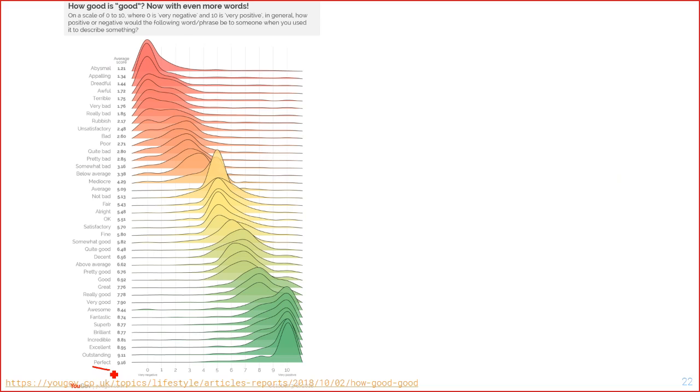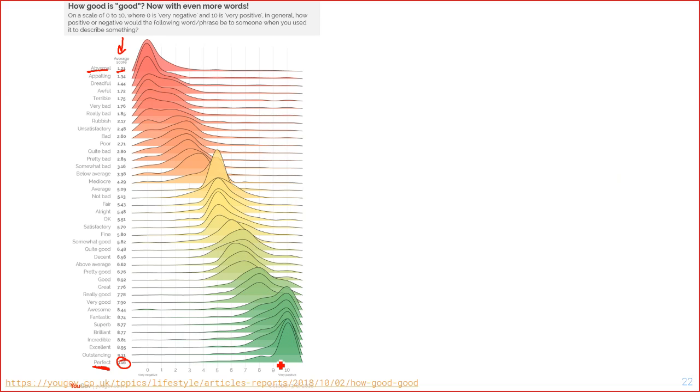And over here we have the distributions, so what people gave, and here we have the averages. The one to which people give the highest scores, the one that people think has the largest positive value, is perfect. When you tell someone that something is perfect, they on average give a score of 9 something between 1 and 10. The worst of all is abysmal, to which people give a score of about 1.21. And in between, there's a huge overlap.